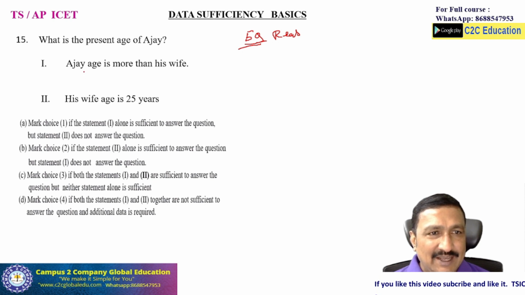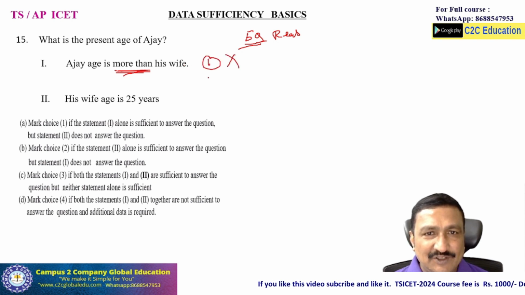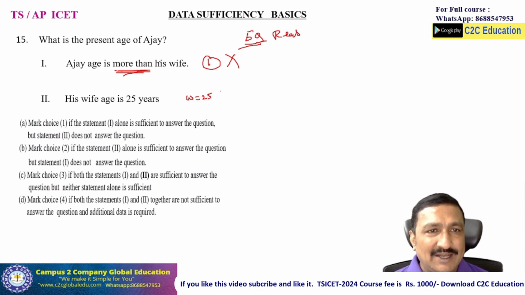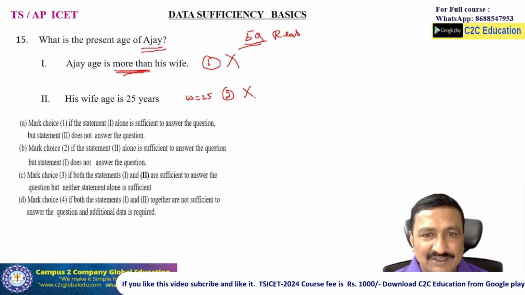First statement: Ajay's age is more than his wife's. Ajay is more than his wife, but we can't say, because more than is not clear information. And also we don't know Ajay's wife. So the first statement is not sufficient, eliminate. Second statement: his wife is 25 years. The wife's age is 25 years, which is fine, but they are asking Ajay's age. According to the second statement, there is no Ajay, so the second statement also is not sufficient.